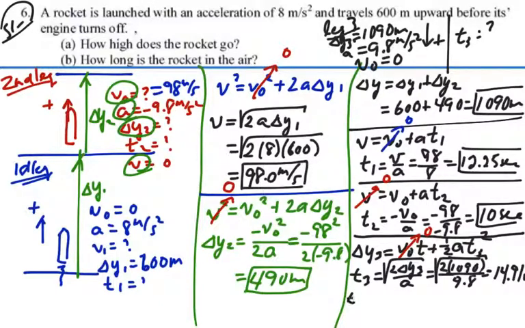So our total time, which is T1 plus T2 plus T3, is 12.25 plus 10 plus 14.9, which is 37.2 seconds. So that is our total time in the air, 37.2 seconds.